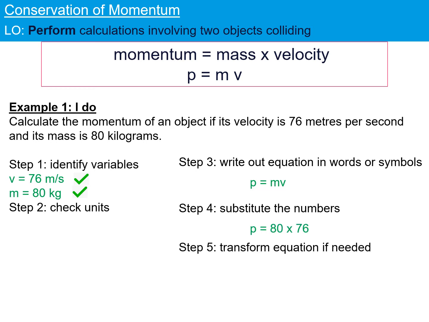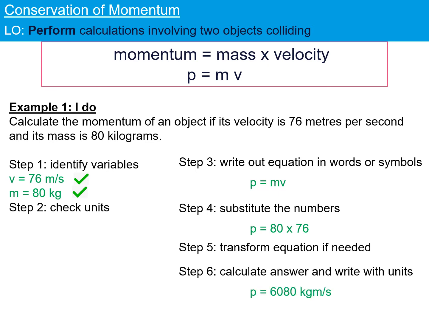And then finally, step 5, we transform the equation if needed. In this case, we don't need to transform our equation because momentum is already the subject. And finally, we calculate the answer and write it with units. So we should end up with 6,080 kilograms meters per second.